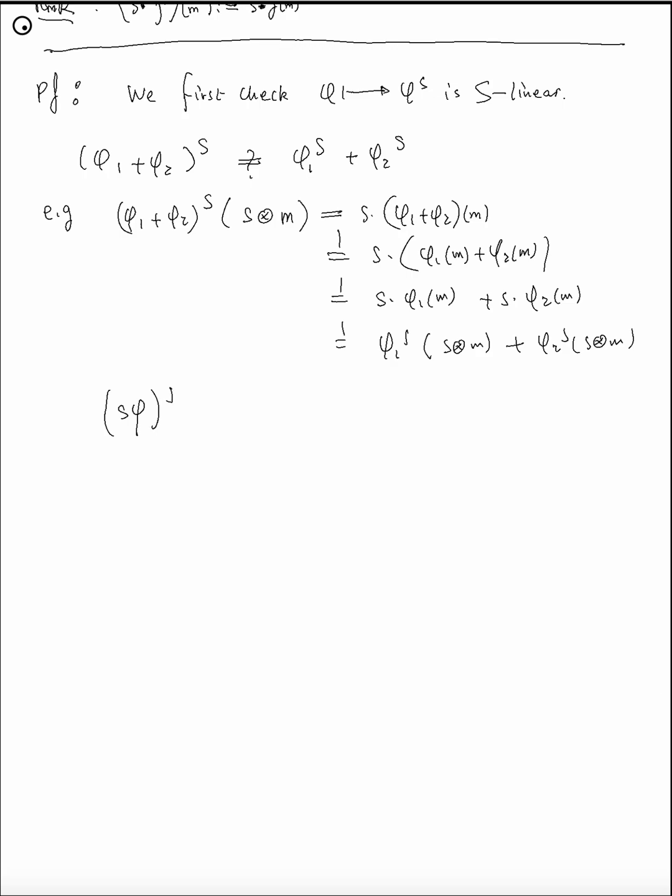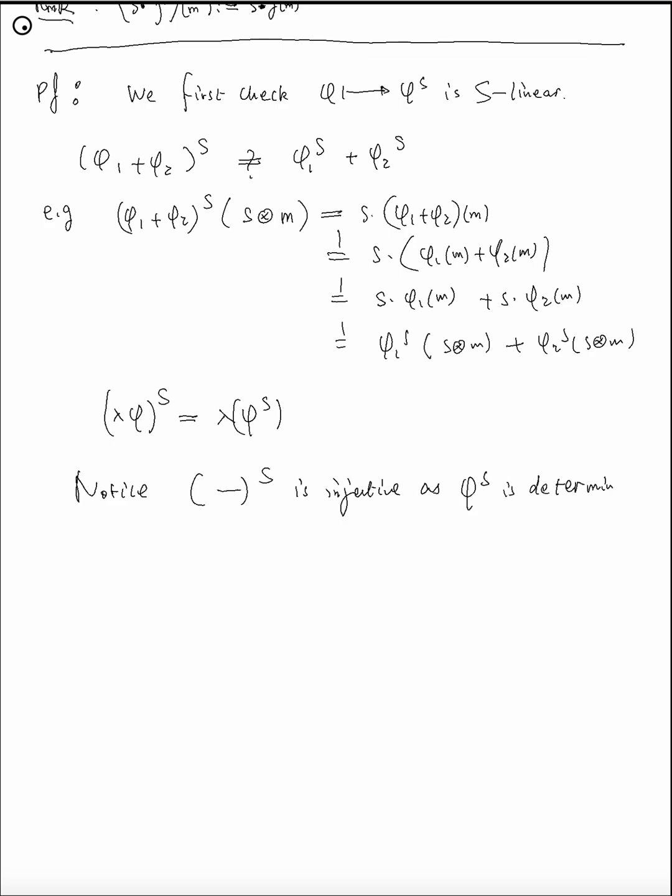Okay, so similar checking. You notice that if you first multiply by some element in S, let's call it lambda to avoid repeated notations. Notice this is injective, as phi S is totally determined by phi.